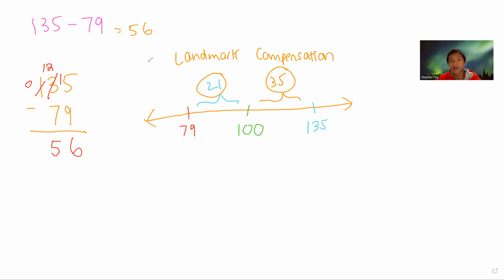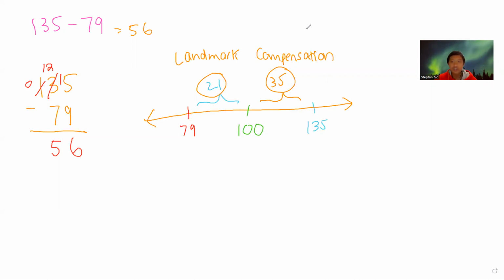That's how we can use landmark compensation. If we can recognize what the bigger number is a complement of, we can use this number line method as a trick and tool to break it down into two smaller parts that we can add up and do in our head. So that's another way to solve the subtraction problem.